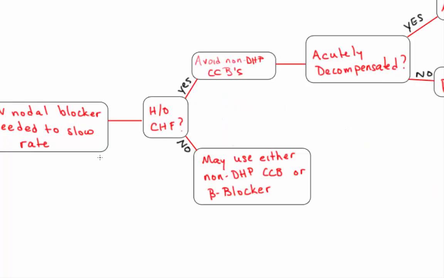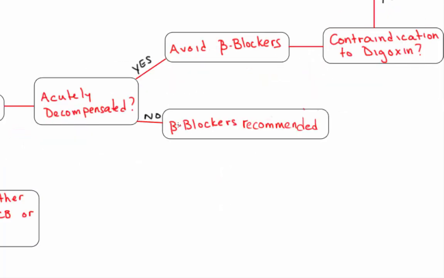So we're going to need to find out if they have a history of heart failure. If they don't have a history of heart failure, we can use either a non-dihydropyridine calcium channel blocker, which include diltiazem or verapamil, or we can use an IV beta blocker. If they do have a history of heart failure, then we have to avoid the non-dihydropyridine calcium channel blockers, and I'll go into the reason why in the next video. If they do have a history of heart failure, is the patient acutely decompensated? If not, we can go ahead and use IV beta blockers. Beta blockers are used for long-term management of stable heart failure, so we can use them in a patient with stable heart failure that has Afib with RVR.